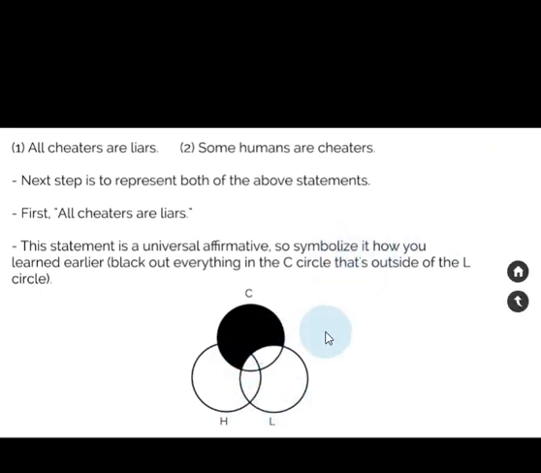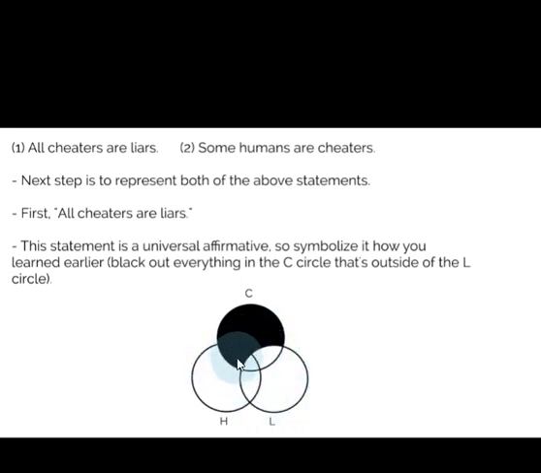Well, by default it does, right? Because we already know that to correctly represent that all cheaters are liars, we can't leave this open right here, right? This part of the H circle we have to. It leaves open lots of other possibilities, but you just cannot have a cheater that's outside of the liar circle, right? We're saying all cheaters are liars, so that means there's nothing at all outside of the liar circle.